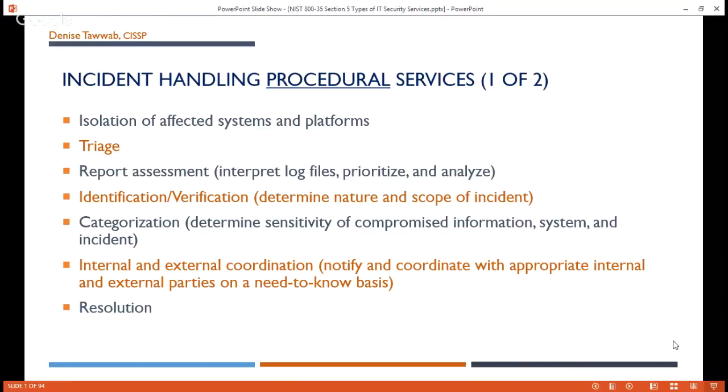Categorization, determine the sensitivity of your compromised information system and the incident. How sensitive is this? How bad is this data breach? Internal and external coordination, where you notify and coordinate with appropriate internal and external parties, including law enforcement sometimes, on a need-to-know basis. And finally, resolution. These are your incident handling procedural services.